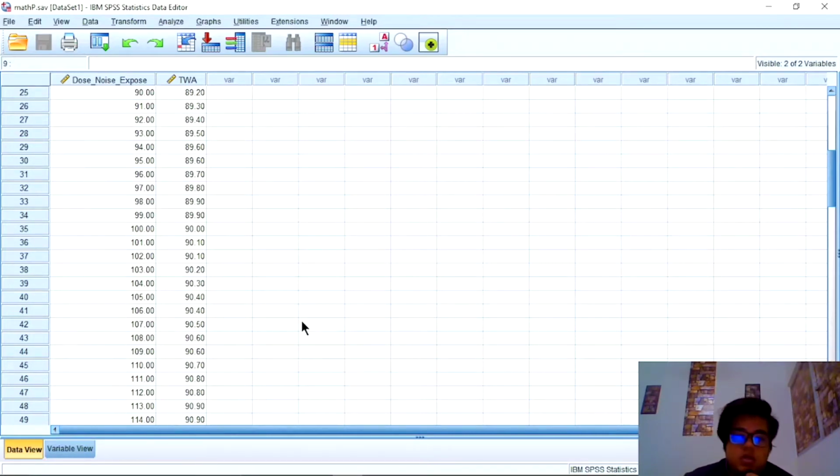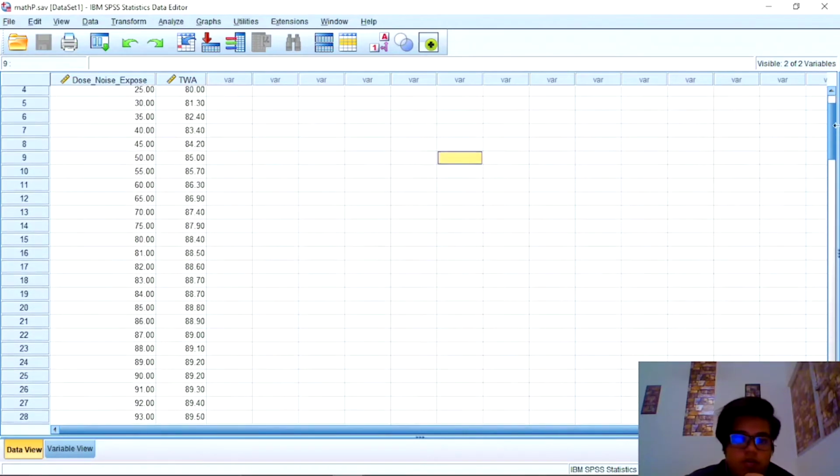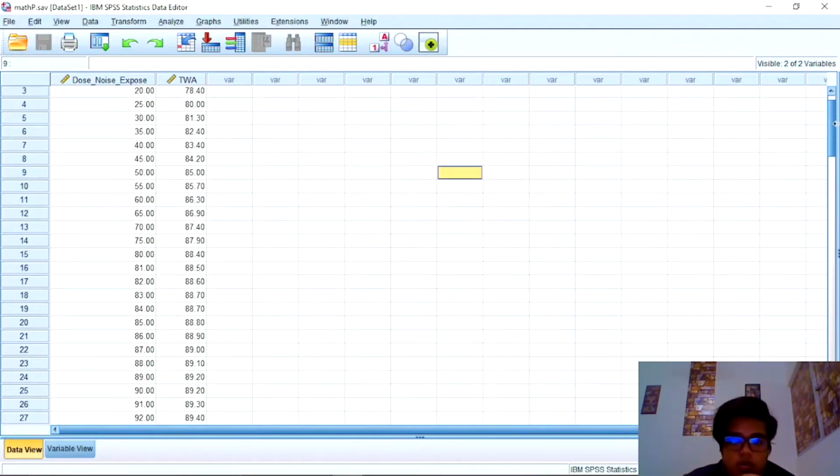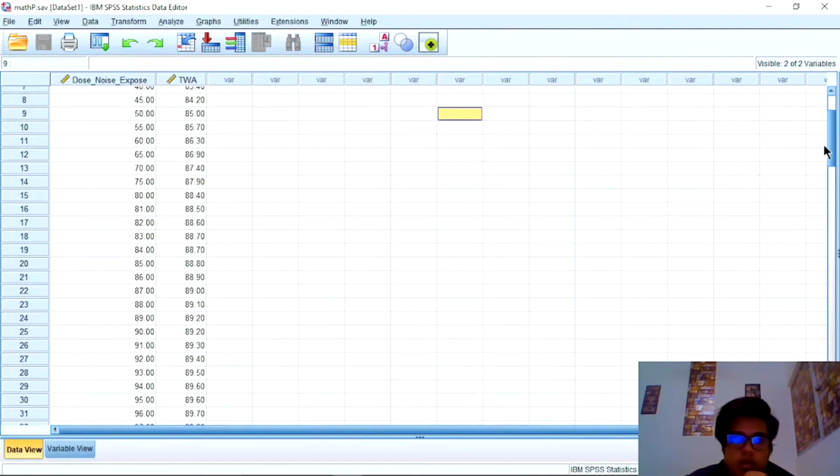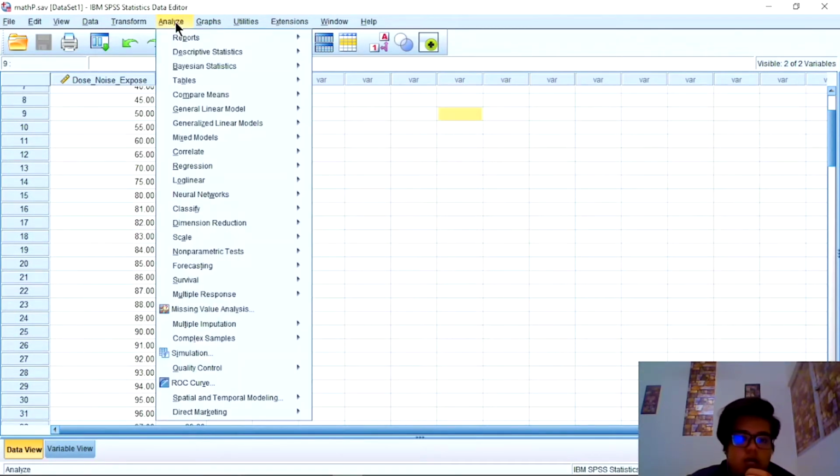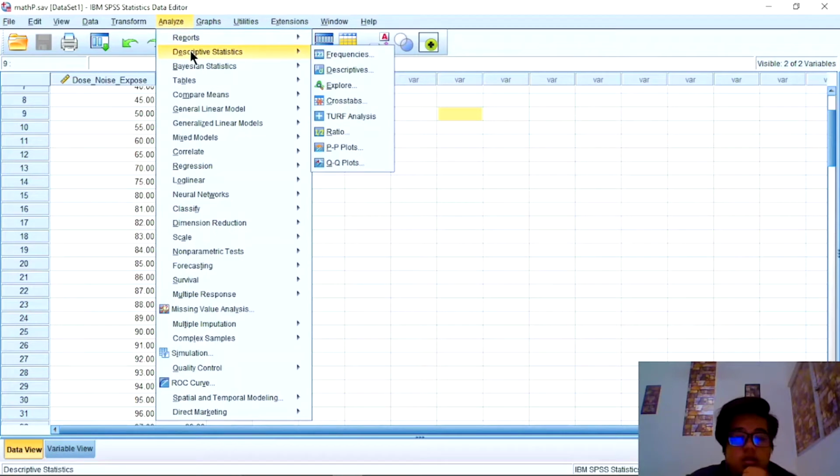So in this presentation, I will present how to find the mean, standard deviation, minimum and maximum value for the independent and dependent variable in SPSS software. First of all, we key in the 100 data for the independent and dependent variable, and then to find the mean, standard deviation, minimum and maximum value, we pick Analyze, and then we choose Descriptive Statistics.